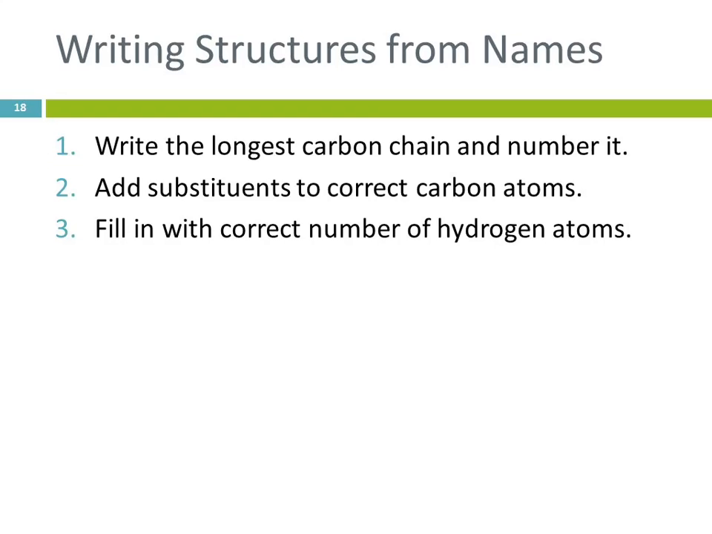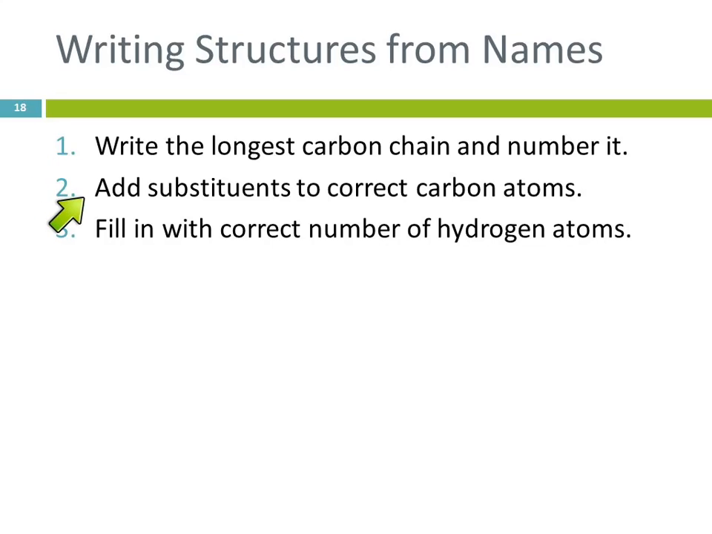I would recommend writing your carbon chain in a straight line. Why make things more complicated? Start on the left with number 1. You don't have to, but we start everything else on the left. Why not number your carbon chain on the left?